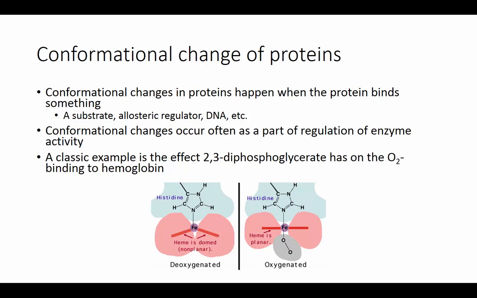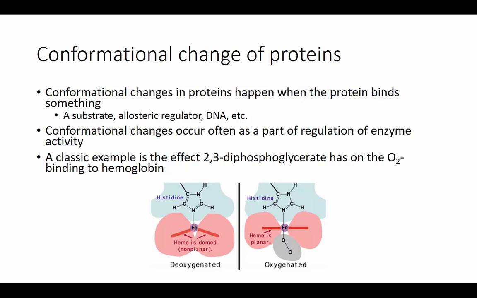So I just wanted to go over the last few slides on conformational changes of proteins and why they are important. As I said last time, conformational changes in proteins happen when the protein, whether it be an enzyme or a structural protein or whatever, binds something. And that something could be substrate, DNA, or some kind of small molecule that can act as a regulator. They often occur, and the result of them is part of regulation of enzyme activity.